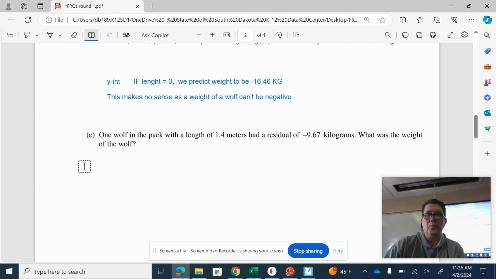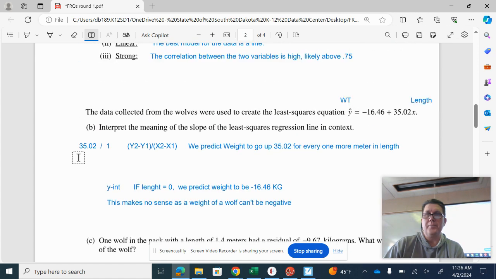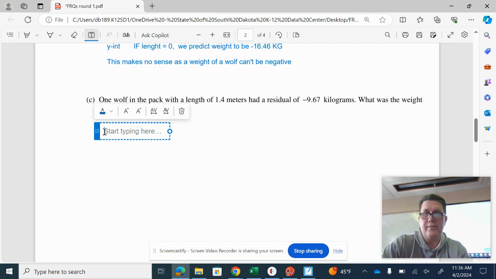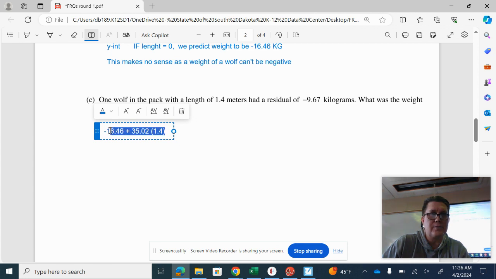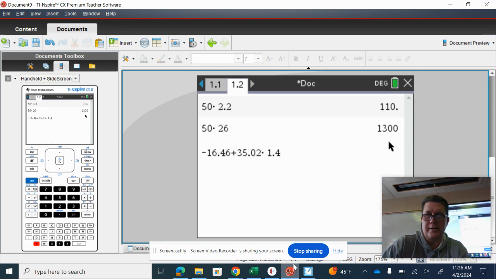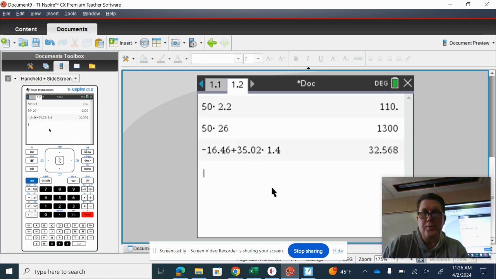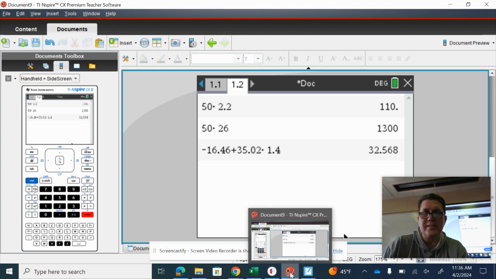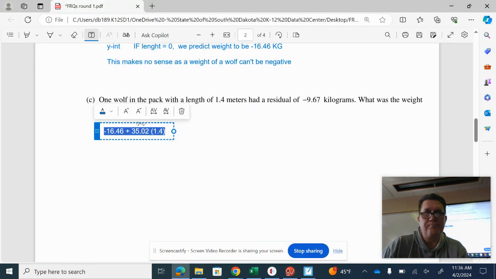All right, one wolf with a length of 1.4 meters. Now, they give you the 1.4 meters, so we should take this, and we should take our negative 16.46 plus 35.02 times 1.4. See what that is going to give us. I'm not sure I can do this, but I'm going to try this. Let's see if I can copy that into here, and I can. It should predict 32.56 kilograms.